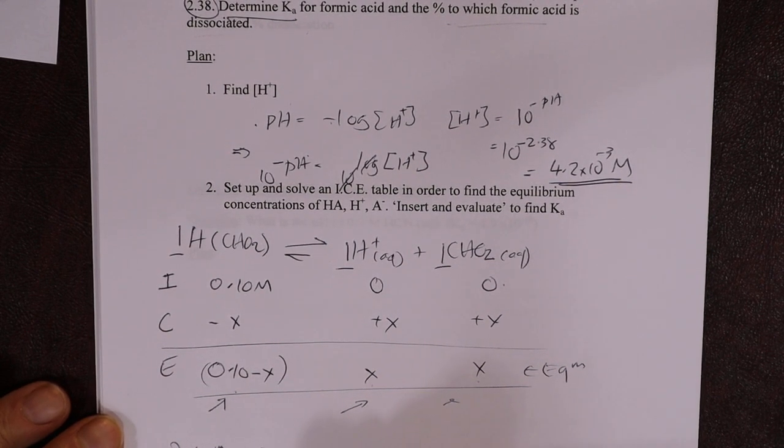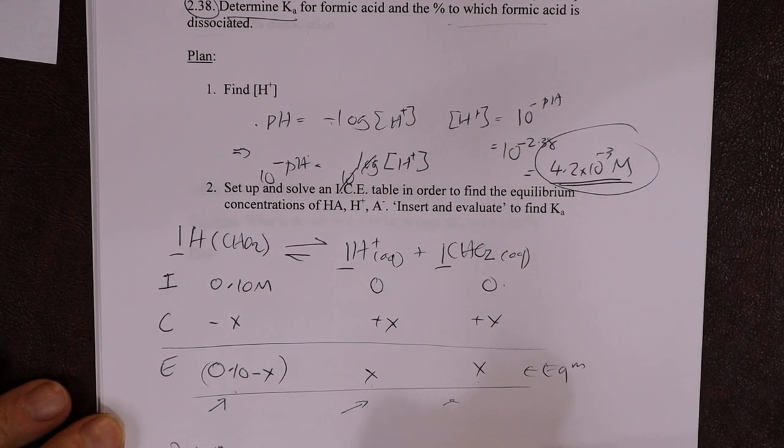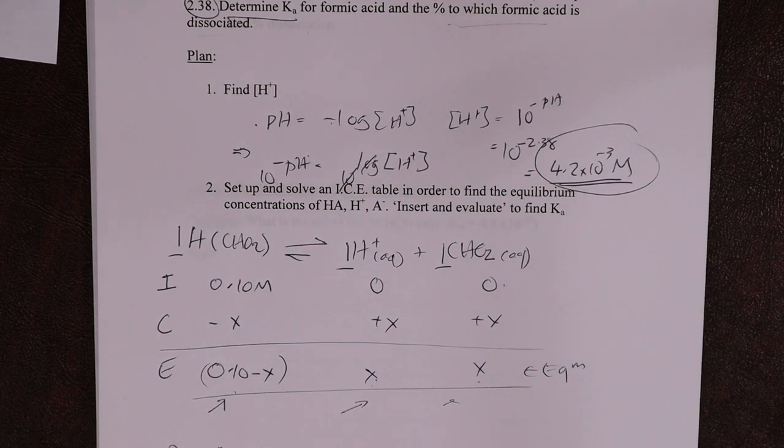Aha! It's our number from before, 4.2 times 10 to the minus 3 molar. And because it's equimolar, 1 to 1, the concentration of CHO2 minus is x, which is the same number. I'll do the algebra work on the next page, but those are the numbers that we're going to throw in.